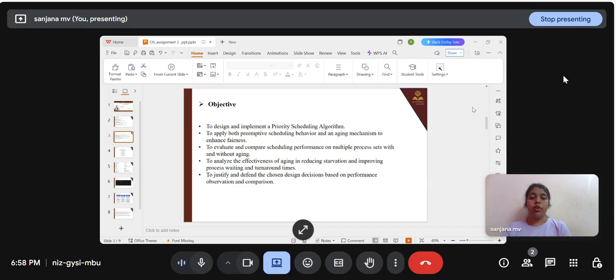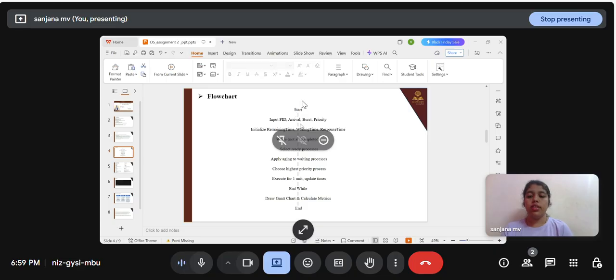and next to analyze how aging improves fairness by reducing waiting and turnaround time for low priority processes, and finally to justify the chosen design based on observations and process metrics. Overall, the goal was not only to implement the algorithm but also to understand its behavior and limitations.